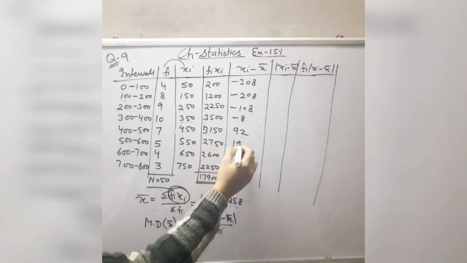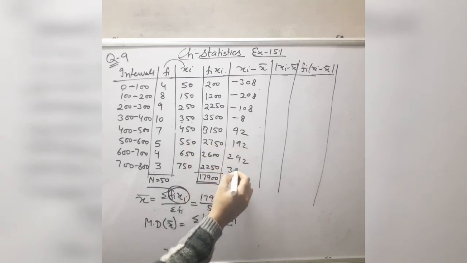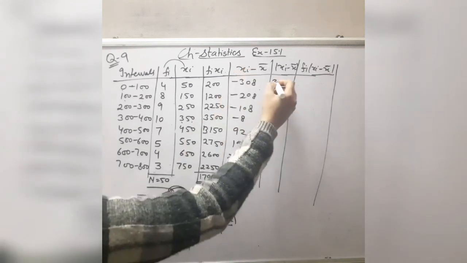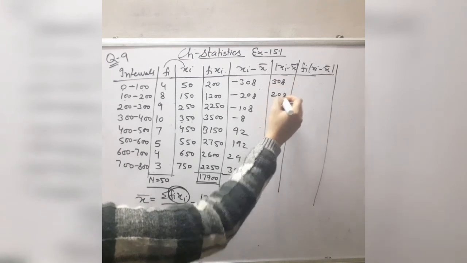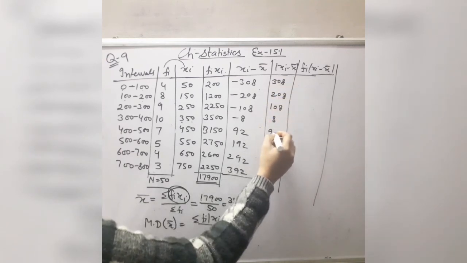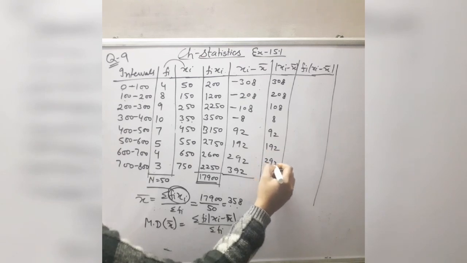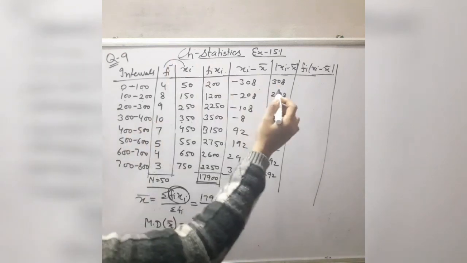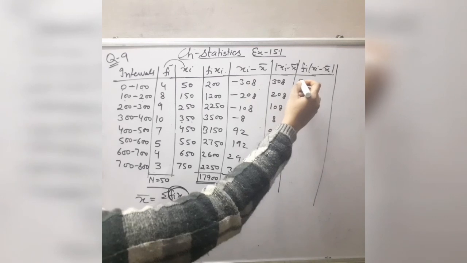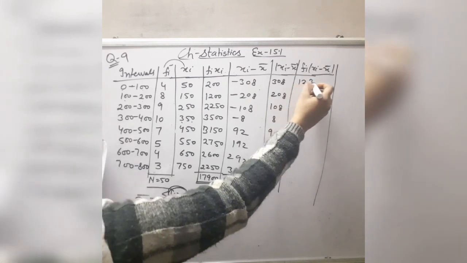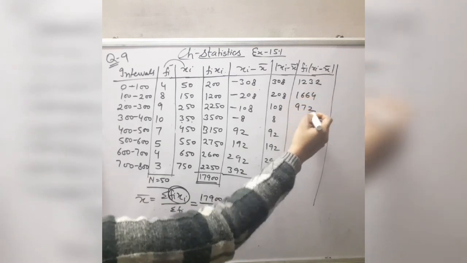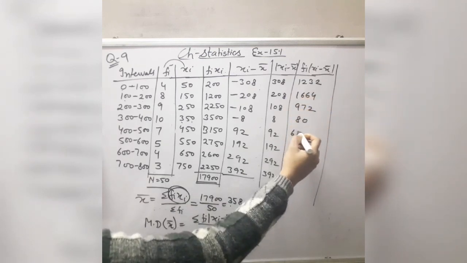Now add 100 each time: 192, 292, and the last is 392. Now after taking the mod, all these values become positive: 308, 208, 108, 8, 92, 192, 292, and 392. Now we will multiply this modulus with the frequency f. So take the product of these two columns. 308 into 4 is 1232. The next product will be 1664. Next 972, 80. Then 644.